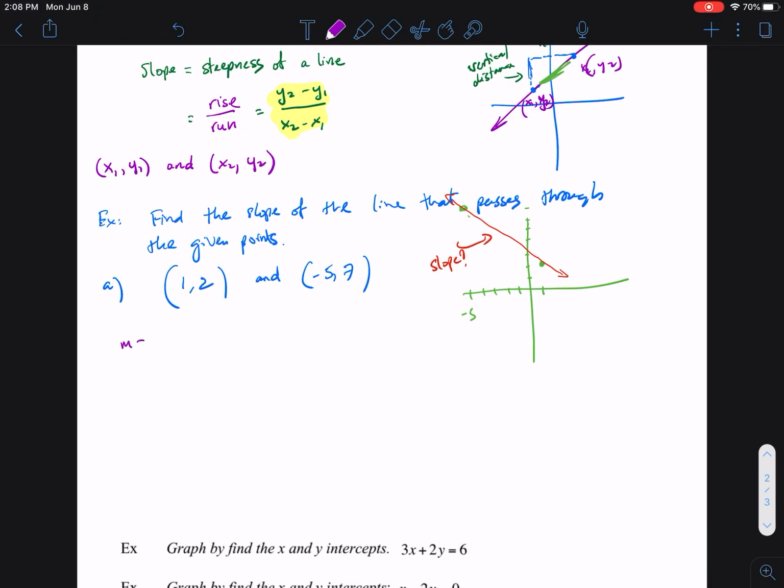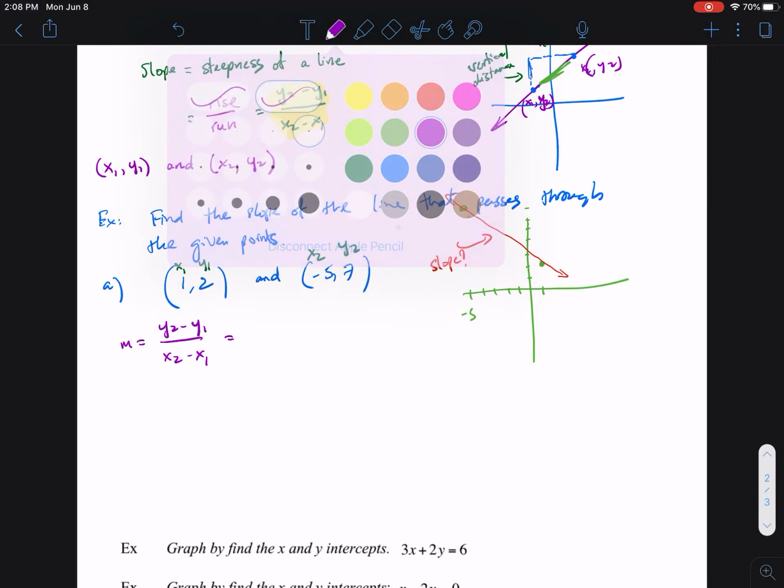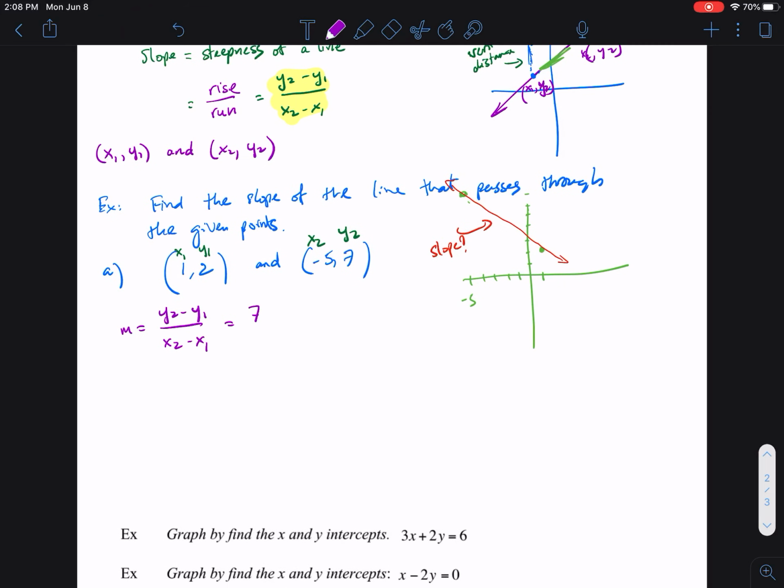Our formula is slope, shorthand m, equals y2 minus y1 divided by x2 minus x1. You can choose these points to be the first or second point, whichever you want. If I call this the first point, that's x1 and y1, and this is x2 and y2. So y2 is 7 minus y1, which is 2, and x2 is minus 5 minus x1, which is 1. So we're looking at 5 over negative 6, or negative 5/6, and that is our slope.